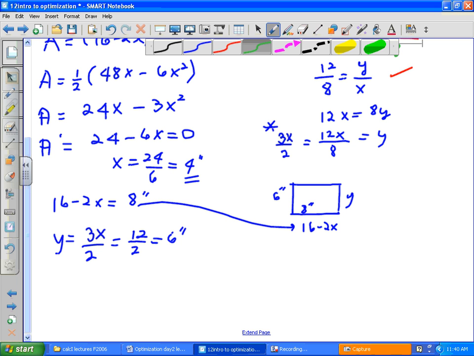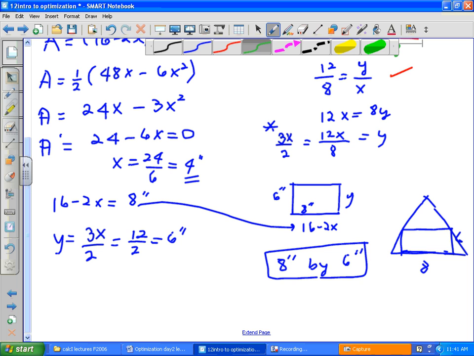So the answer is the dimensions of the rectangle that will give us the largest possible rectangle that goes inside that given triangle. Those dimensions are 8 inches by 6 inches. So the base should be 8 based on our picture, and the height should be 6. So this, when inscribed in that triangle, will give us the largest possible area enclosed by a rectangle.